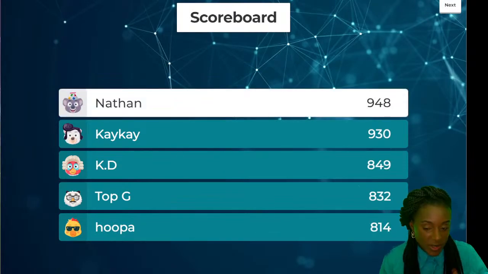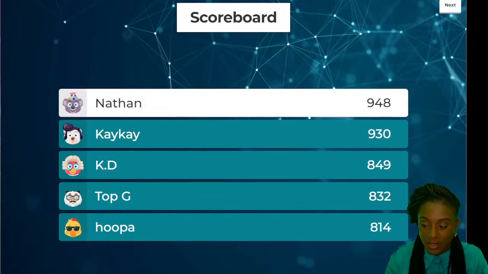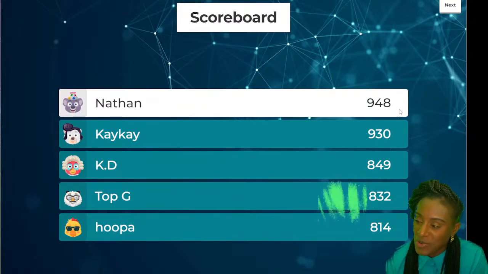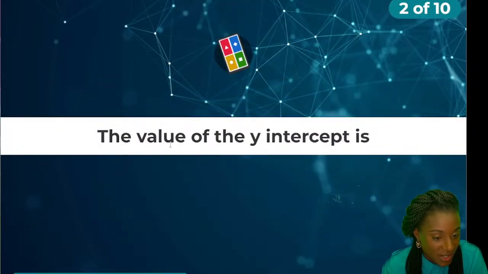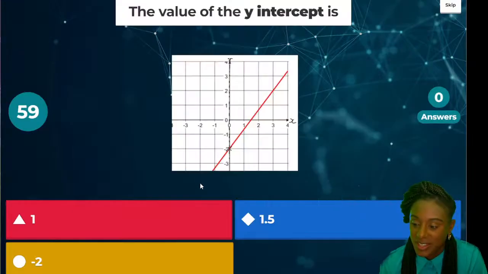So I see Nathan is at the top and KK is there. KD top, G is climbing up. And who's that? Hooper. I know that must be a nickname, but Hooper is on the screen and he or she is trying to get it.